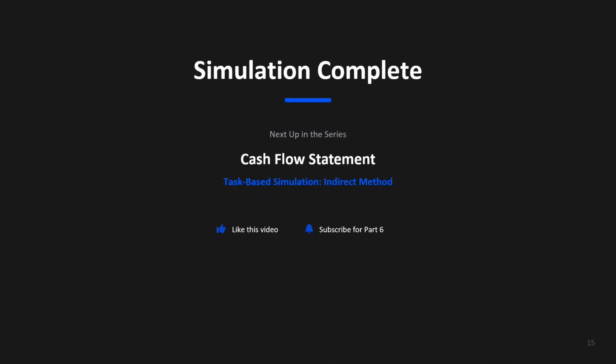Perfect. This wraps up our comprehensive income statement simulation. We walked through every step, from calculating sales to reporting earnings per share. The next major simulation in our series will be a statement of cash flows, specifically using the indirect method. Mastering the indirect method is crucial because it requires you to understand the relationship between the income statement and the balance sheet.